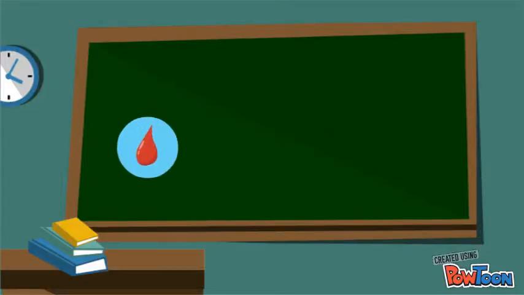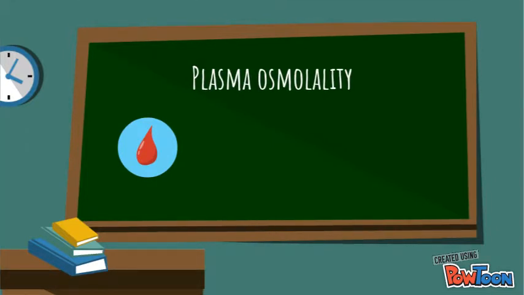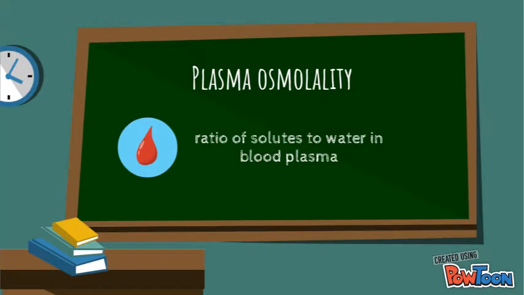Water balance homeostasis is all about plasma osmolality. It is a ratio of solutes to water in blood plasma. A person's plasma osmolality value reflects his or her state of hydration. A healthy body maintains plasma osmolality within a narrow range by employing several mechanisms that regulate both water intake and outputs.